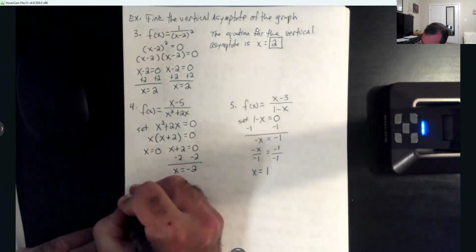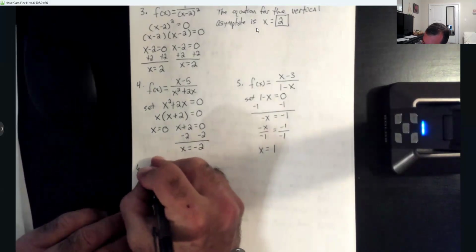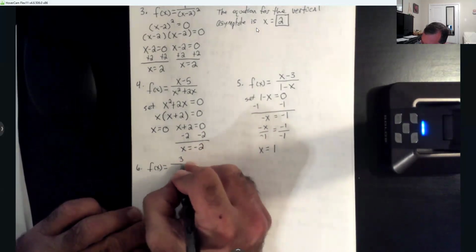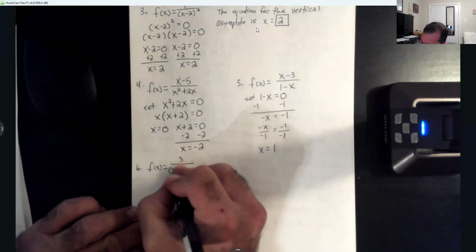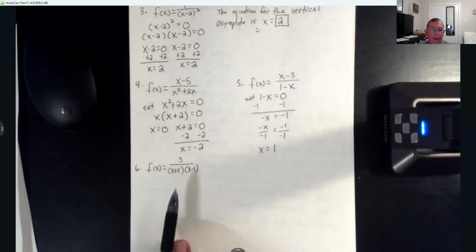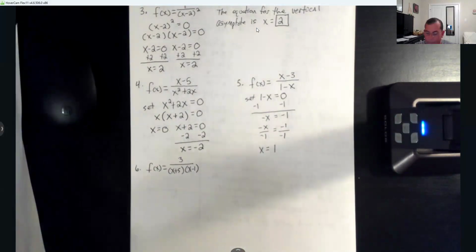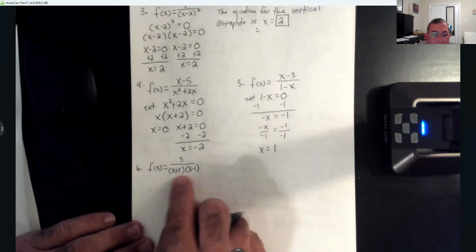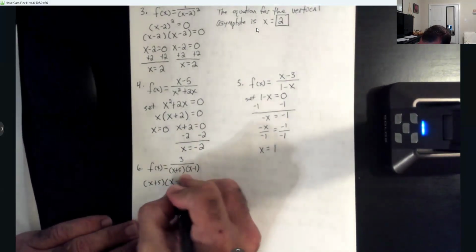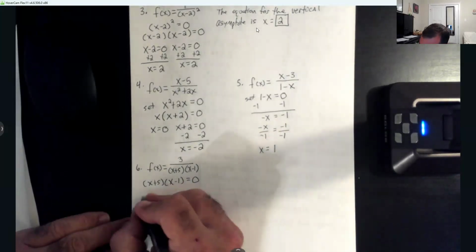All right, y'all, let's see what they got. Number 6 here. So I got f of x equals 3 over x plus 5, x minus 1. All right, so we're sort of happy that one's already factored. So since this is factored, all I got to do is set this equal to 0. And then set both my factors equal to 0.